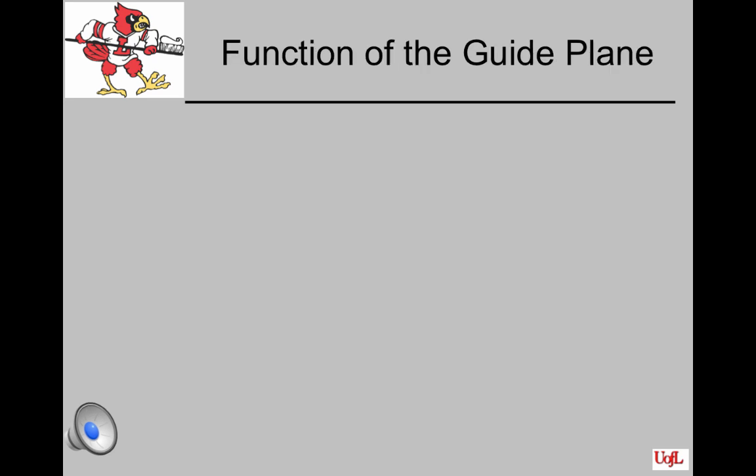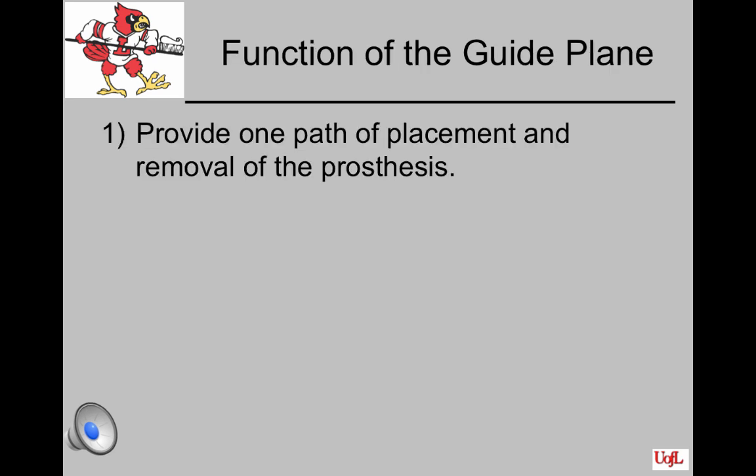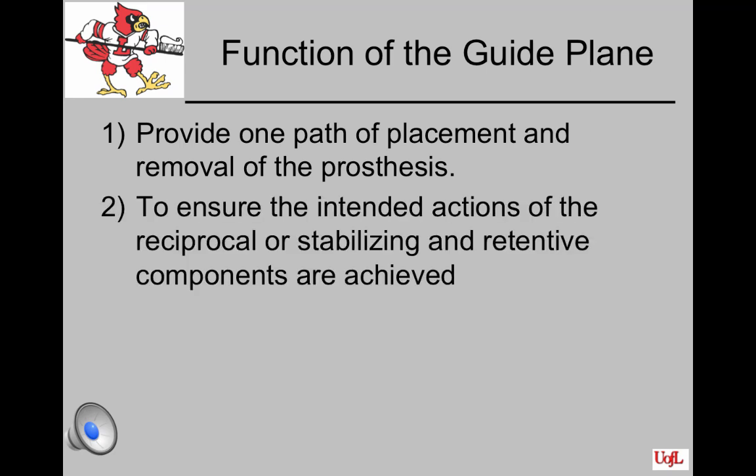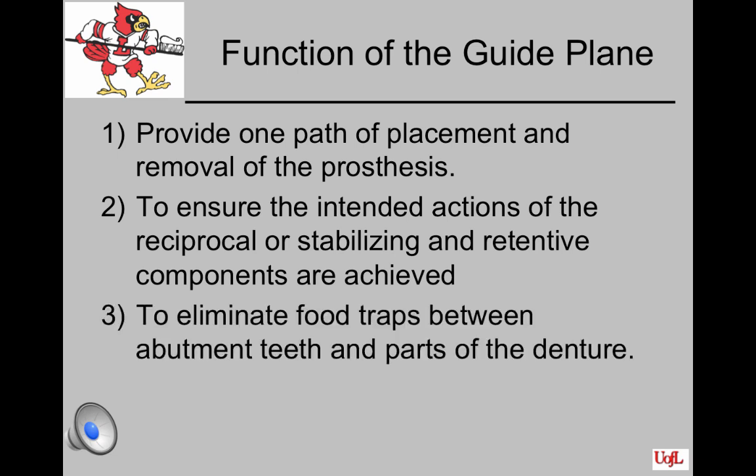The function of the guide plane is, 1, to provide one path of placement for the removal and placement of the partial; 2, to ensure the intended actions of the reciprocal or stabilizing and the retentive components are achieved; 3, to eliminate food traps between abutment teeth and the parts of the partial denture.